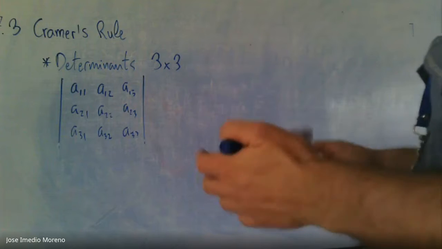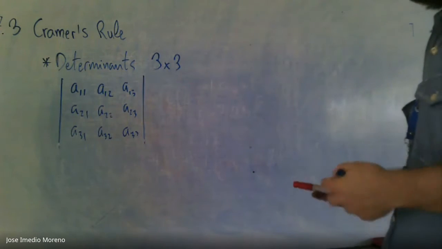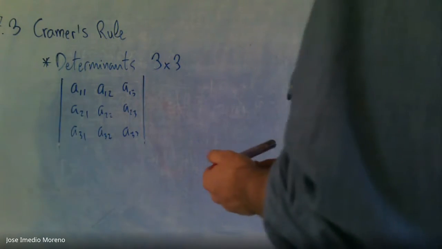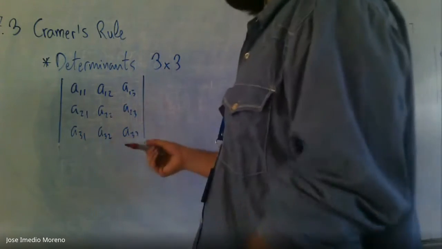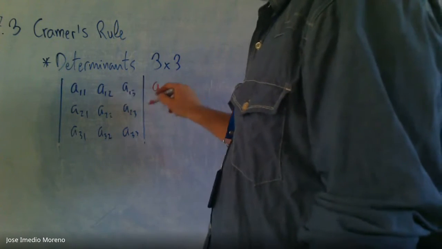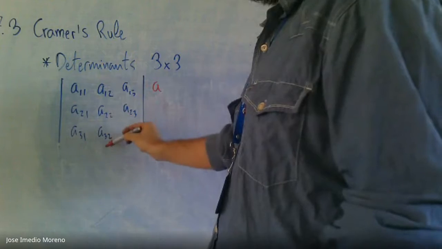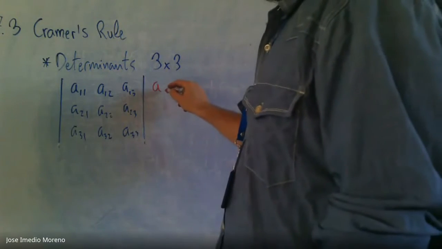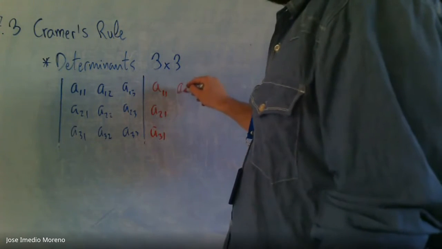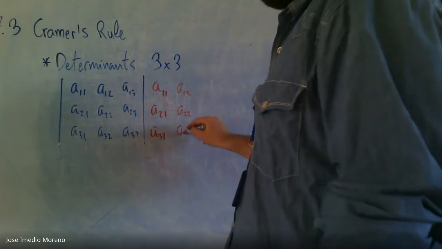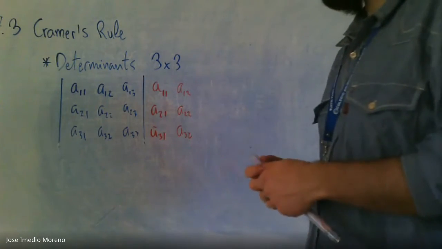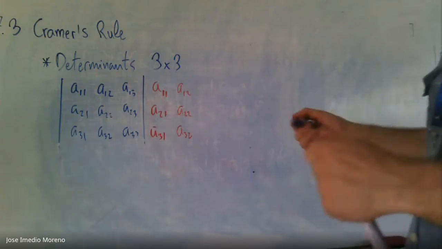There are two methods. I'm only going to show you one because I think it's the most intuitive one for you guys. I will show an example with numbers later. The first thing we do is copy the first two columns here: A11, A21, A31, A12, A22, A32.